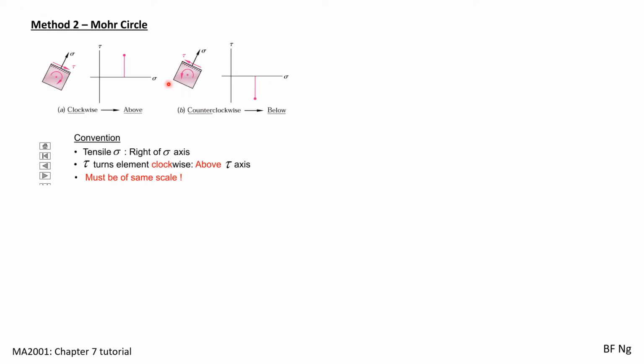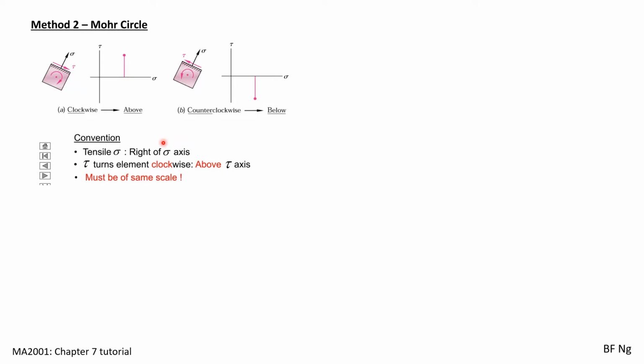The second method to find principal stresses, principal planes and maximum shearing stress is the Mohr circle. In fact, the equations you saw earlier can all be derived from the Mohr circle. For the Mohr circle, there are several conventions we need to stick to.